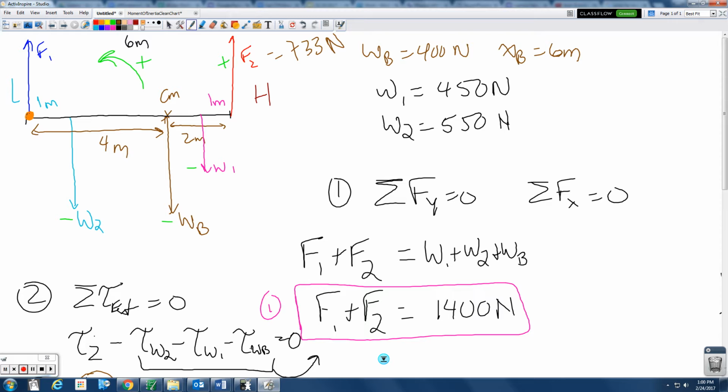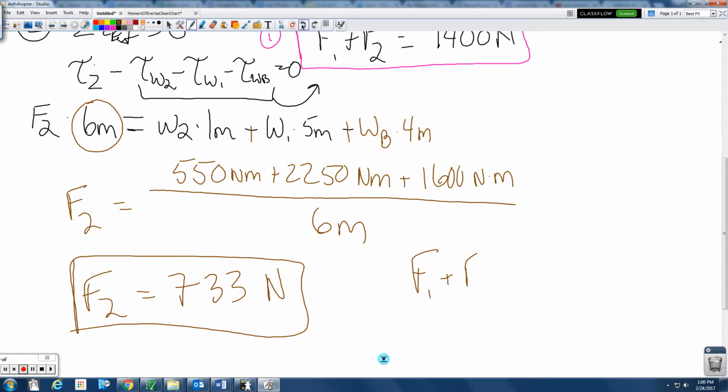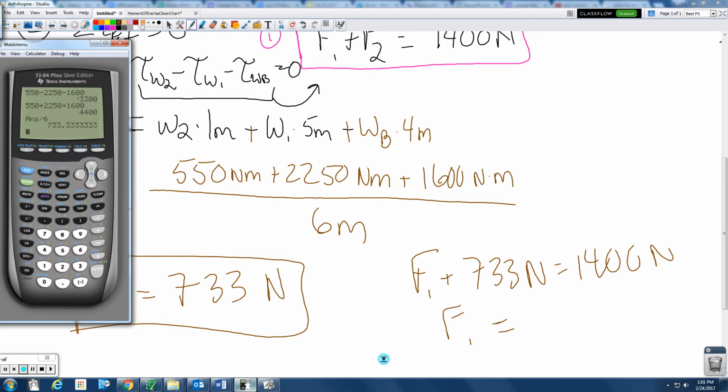And we also have, back to our equation 1, our fuchsia equation. We said that the sum of these forces must be 1400, so F1 plus F2, we know F2, plus 733 newtons must equal the total 1400. Now we get this from condition 1 of translational equilibrium. So F1 is 1400 minus 733, which is 667, right? Let's just check, because I sometimes need to. Yep. Of course.